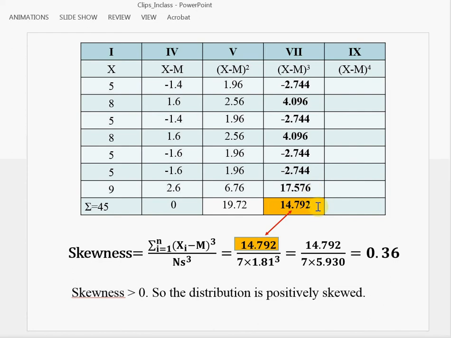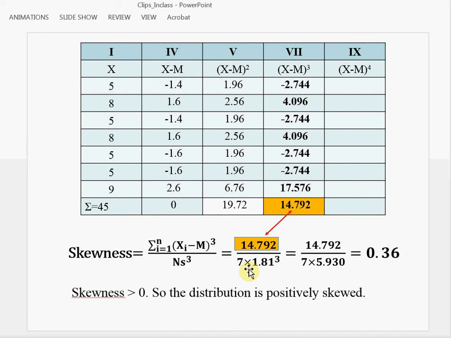And we can also find the sum of cubed deviations. Now, this formula is what we use to calculate the skewness. The numerator is the sum of cubed deviations. So 14.792 goes to here. Okay.